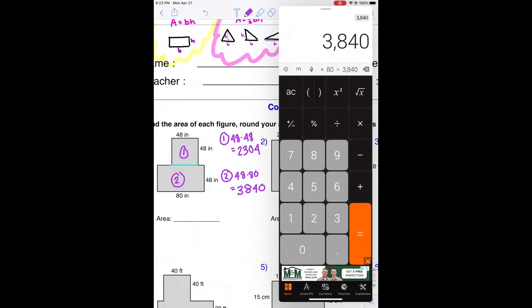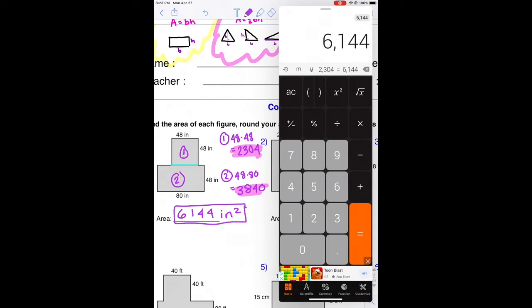What do you think we're going to do now? We have these 2 areas, but I am interested in the area of the total crazy shape. If you thought that we would add them, you'd be correct. So the last step would be to add this number plus this number up. I already have 3,840 on my calculator, so I'm just going to hit plus 2,304, and I get my answer of 6,144 inches squared. You do need units on that.